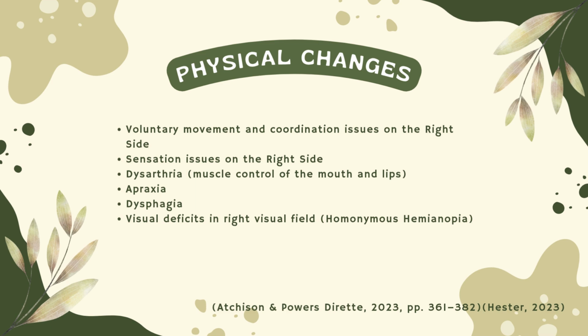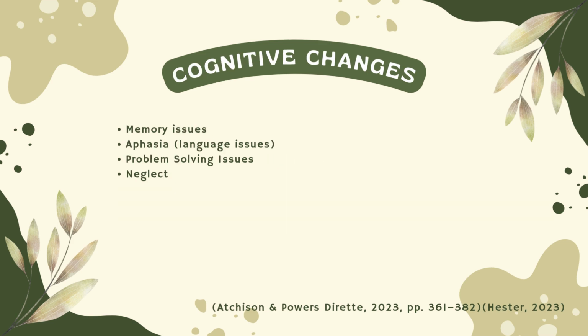Some physical changes that you see with a left CVA include voluntary movement and coordination issues on the right side, sensation issues on the right side, dysarthria, which is muscle control of the mouth and lips, apraxia, dysphagia, visual deficits in the right visual field, which are homonymous hemianopia.